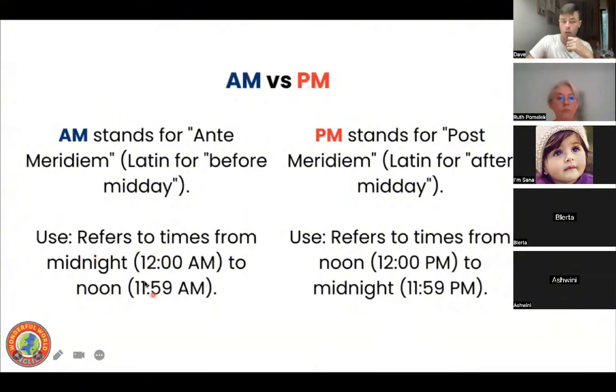Of course, 12 o'clock to 11:59 AM. So this is the morning, and we just call that early morning and then late morning. And then we have PM, which is 12 to 11:59, which is afternoon and evening.